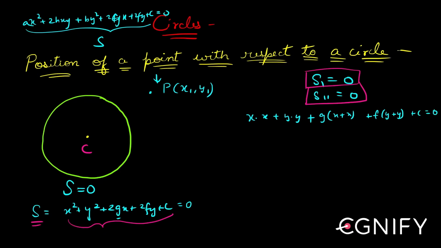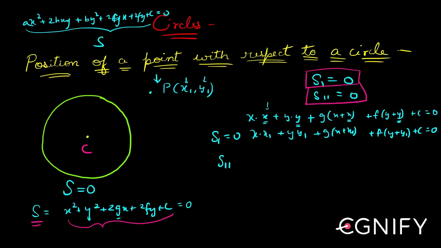So this x, this y, this x and this y, they are occurring twice, right? What I will do is, one of them I will change to x1. That means this point x1, y1, I will put it in the curve in this manner that one of these x changes to x1, one of the y changes to y1, one of the x here changes to x1, one of the y here changes to y1, plus c is equal to 0, right? So this term is called S1 equal to 0.